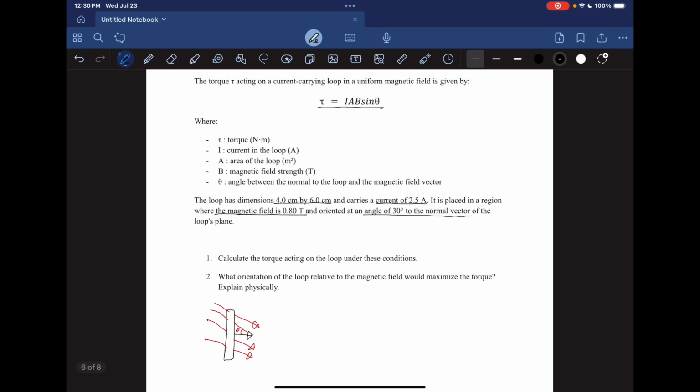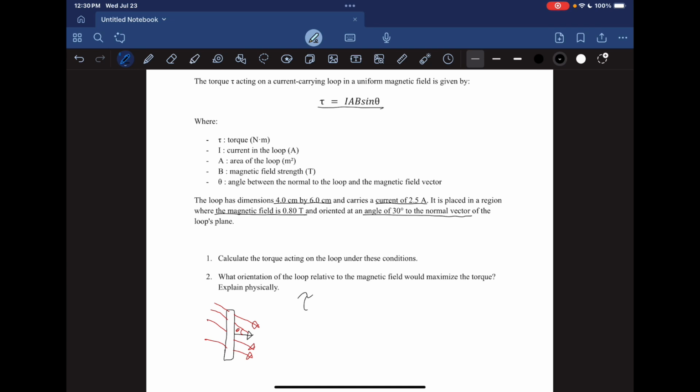We already have our equation for torque. It is current times the area of the loop, which is in meters squared, so we will have to convert to meters, times the magnetic field strength times the sine of theta. So let's first convert everything to meters. So we have 4 centimeters by 6 centimeters. So we can do 0.04 times 0.06 as our meters.